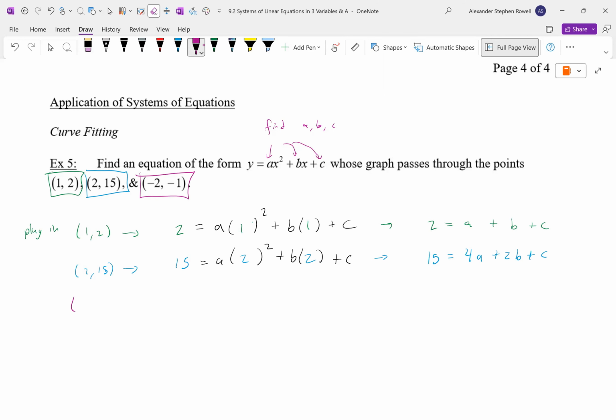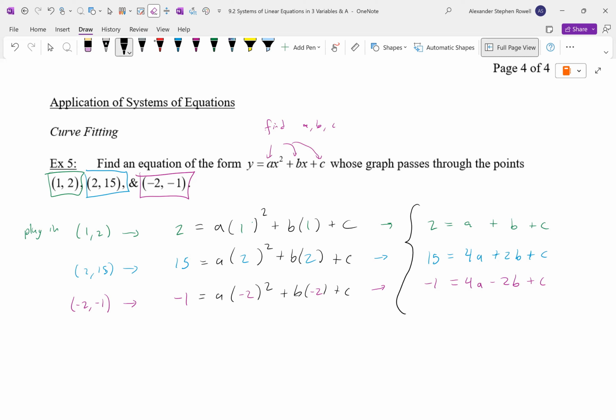And so we'll plug in the last ordered pair, -2, -1, to get the y value of -1 is equal to a times the x value squared plus b times the x value plus c. We'll plug in -2 for x, and we get the equation -1 is equal to 4a minus 2b. Are there any questions about this?